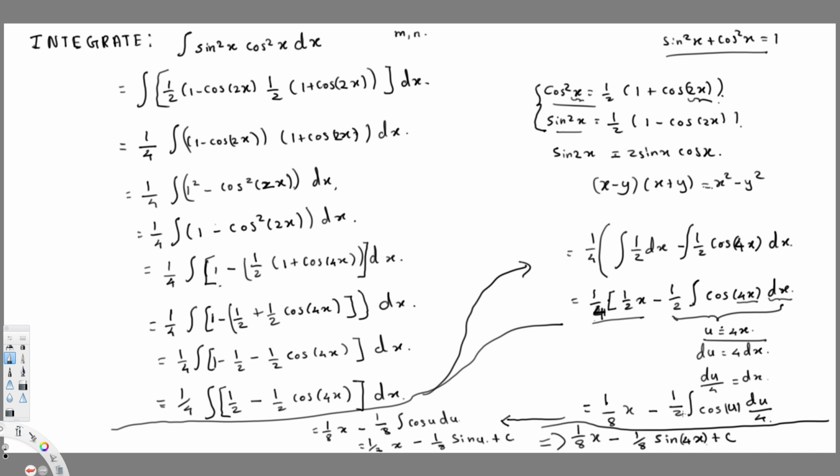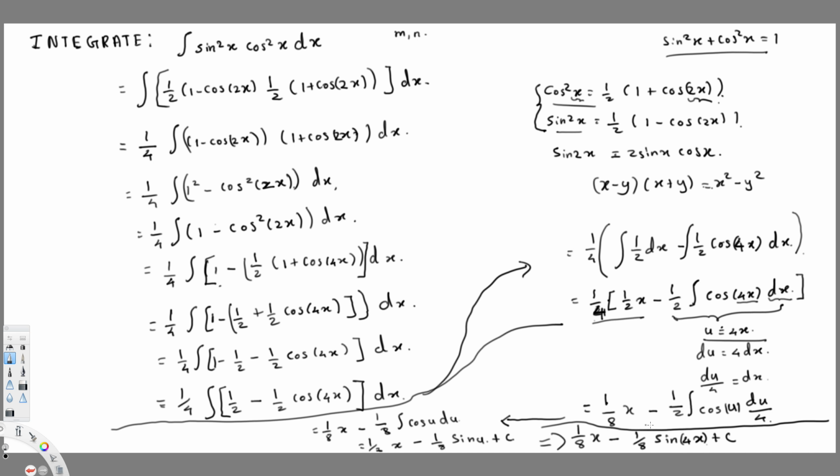I have made a mistake right here. So we have this 1 over 8, this 1 over 4 is common for both, right? This 1 over 4 is common for both. That's the mistake I made. So I had to multiply both by 1 over 4. I forgot to do that.